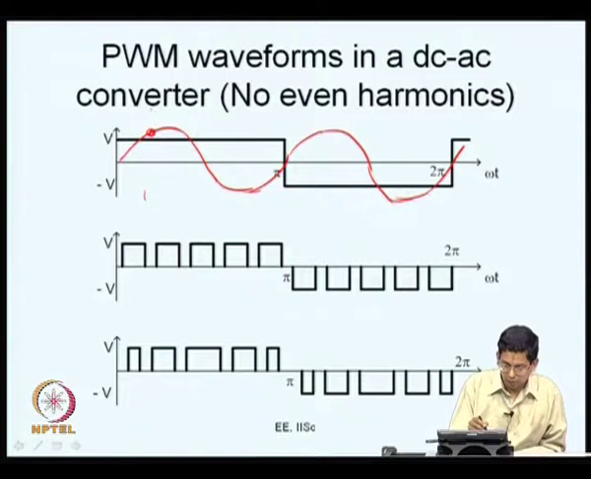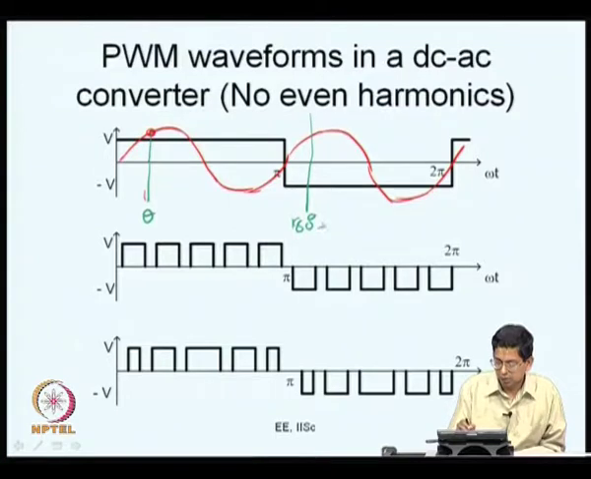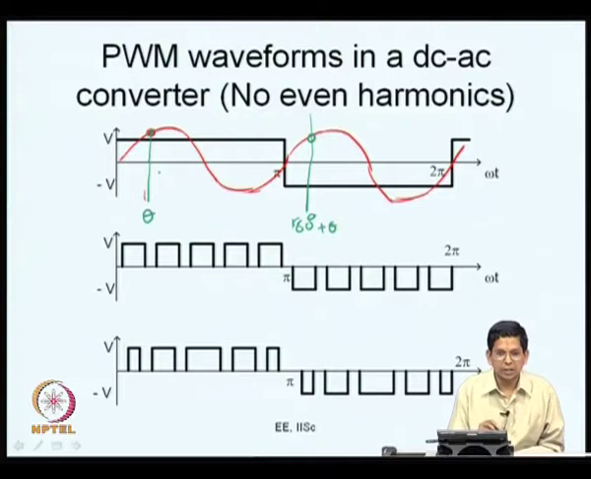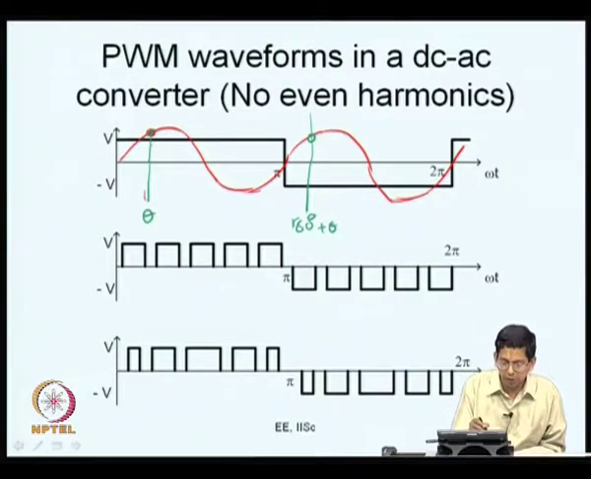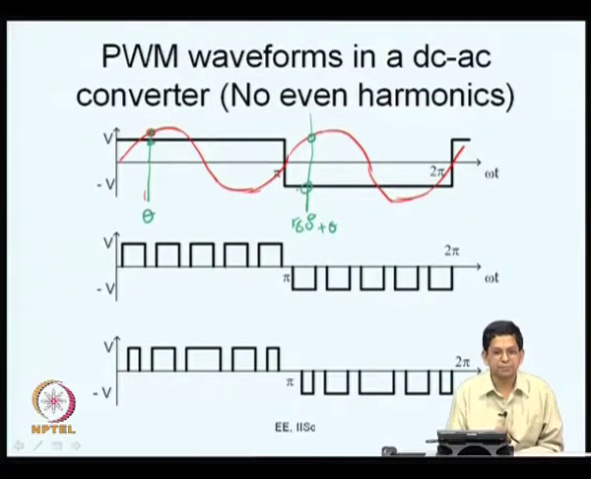Right, this is a certain instant theta. Let me take some other instant, 180 plus theta. At 180 plus theta, the second harmonic has the same value, but the waveform in question has plus V here and it has minus V here. Therefore, if you take the product at theta and the product of the two at 180 plus theta, the sum is 0.